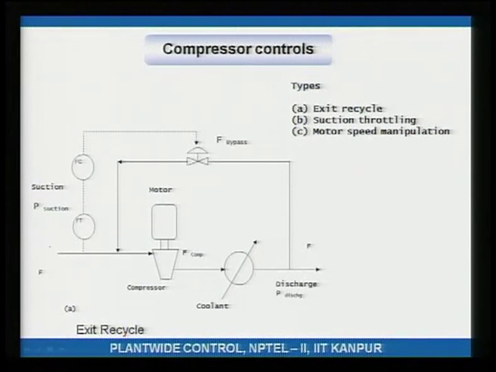So, this is F, and of course, you got some recycle going through. As far as the compressor is concerned, if F decreases, F bypass would increase. If F increases, F bypass would decrease. So, the total flow through the compressor will remain constant. It is just how much is being recycled and how much is being allowed to pass through.